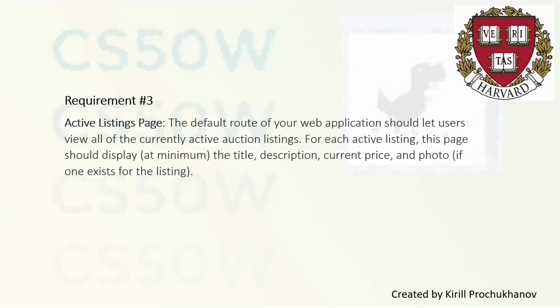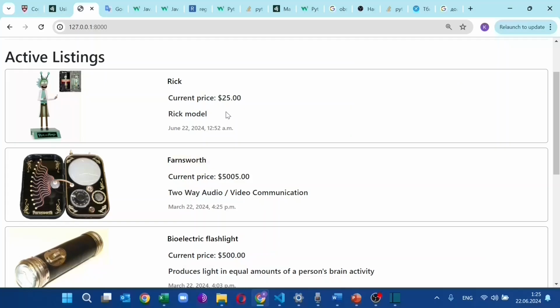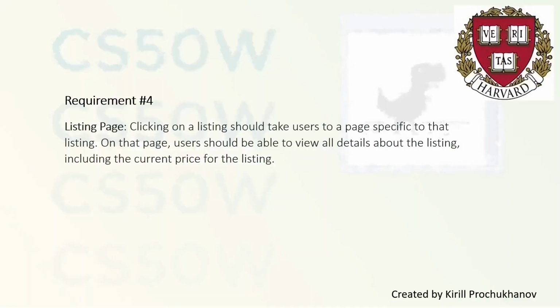The next requirement is active listings page. The default route of your web application should let users view all of the currently active auction listings. For each active listing, the page should display at minimum the title, description, current price, and photo. And on the default page, we can see all the listings, every one of which has the name, the price, and the description. Done.